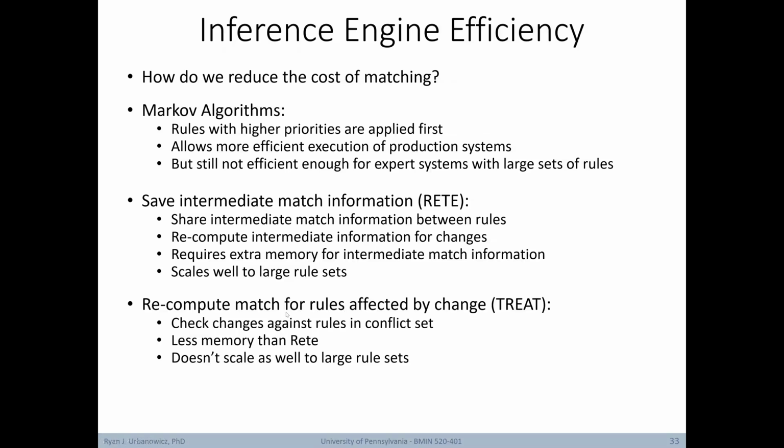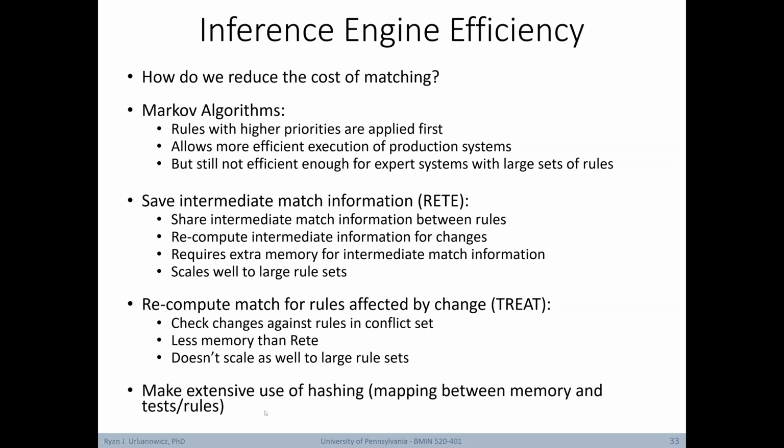Another efficiency approach is to recompute matches for rules affected by change. This has been referred to as TREAT. Here we check changes against rules in the conflict set. This takes up less memory than RETE above, but it doesn't scale as well to large rule sets. In general, we can make expert systems more efficient by making extensive use of hashing, or the mapping between memory and tests or rules.